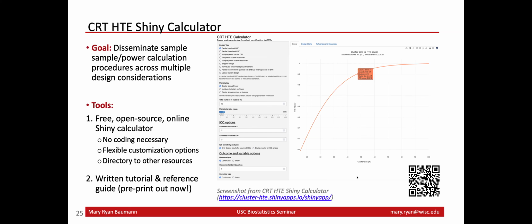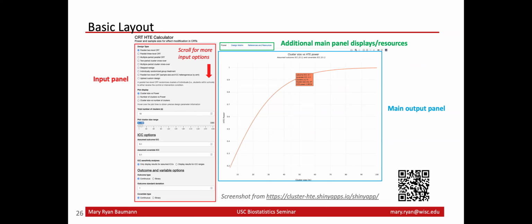Which, as you can see, looks very similar to the regular Shiny CRT calculator. We've taken some additional adaptations of additional methodology that's been developed over the years, and some differences in sensitivity that goes into the outcome and the covariate ICCs. And we've also written up a tutorial and reference guide that goes along with it, which we have a preprint of now. And it looks like a Shiny app.